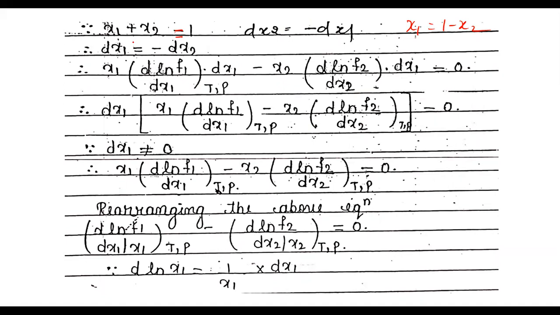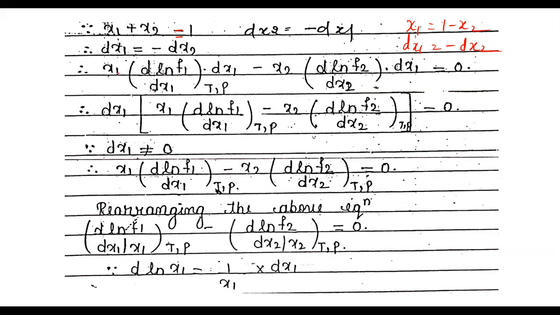Therefore, we can write this equation now here. If we take the derivative, the derivative of 1 becomes equal to 0, so it is minus dx2 here. So you can see here dx1 is equal to minus dx2, or dx2 is equal to minus dx1.